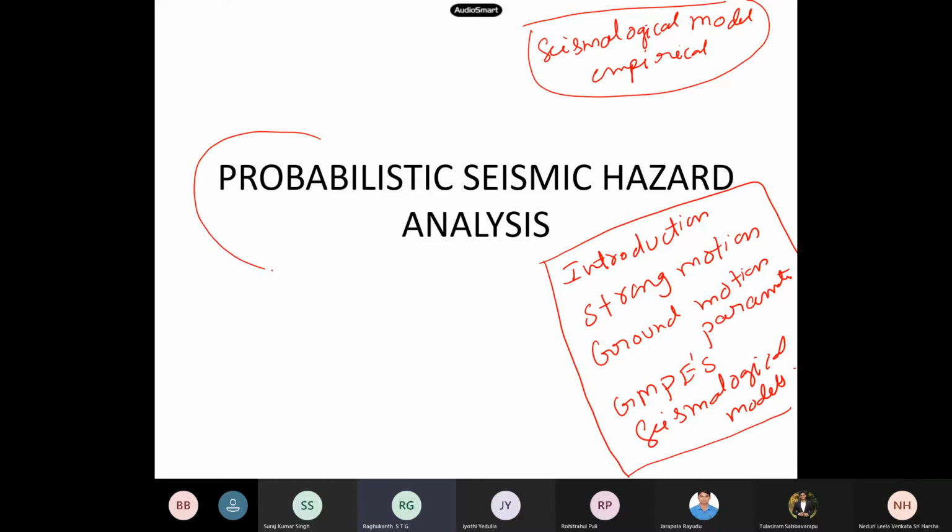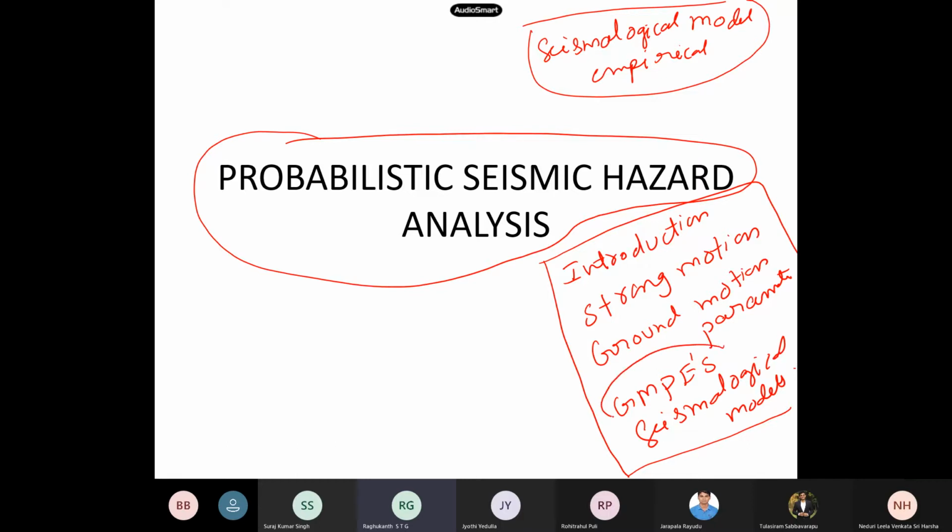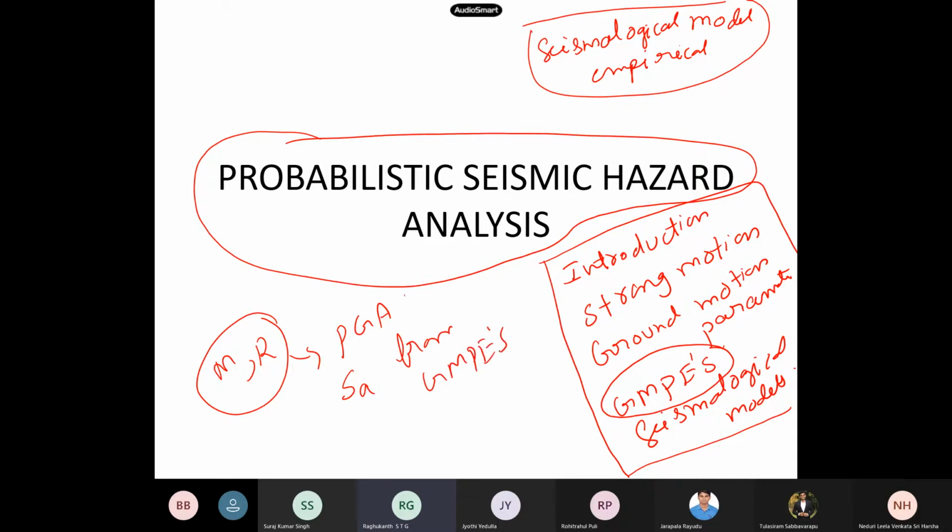Now we go towards the most important thing, which this course is about, that is seismic hazard analysis. Our GMPE, which we discussed previously: if I give magnitude and distance, I can find out PGA, response spectra, or whatever parameters from the GMPEs. This we have seen. Now we have to see how to use these things in our design.